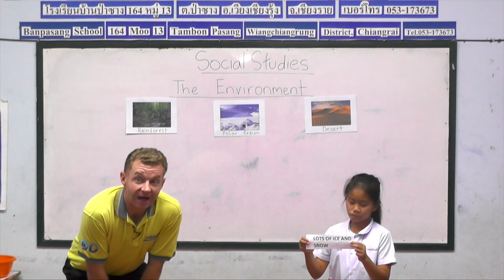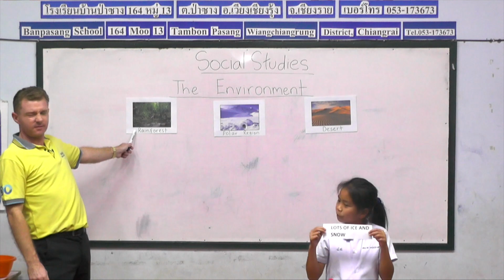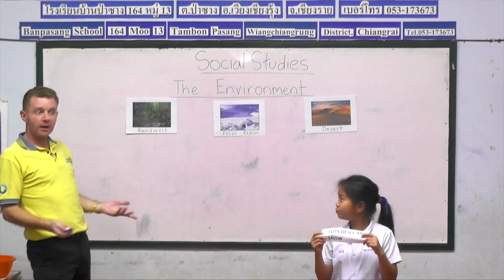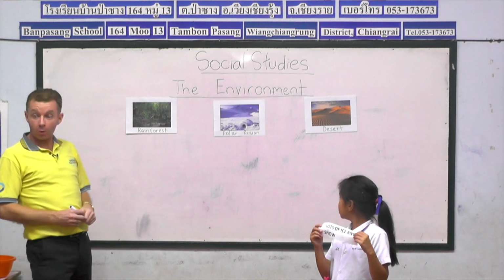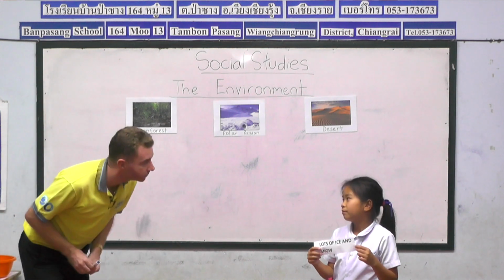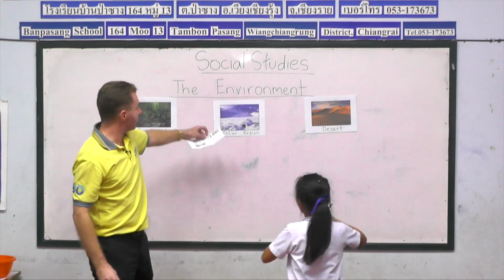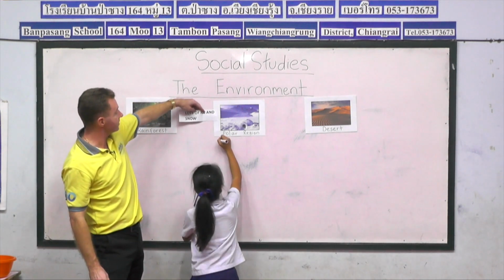Lots of ice and snow. So is that the rainforest? Is it the desert? Where is it? Polar regions, the North and South Pole, yes. So Prao, if I give you the marker pen, can you write the vocabulary for polar region underneath?